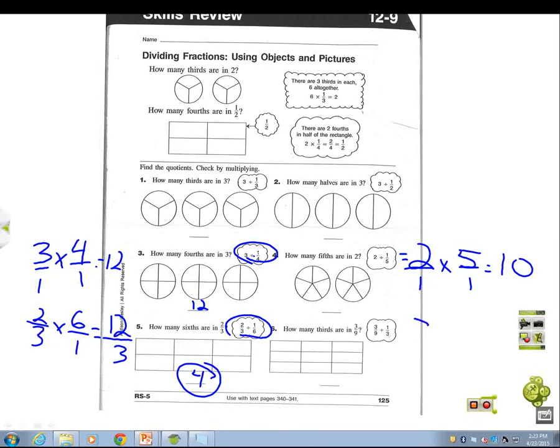Okay, so we do 3/9. This is the same as 3/9 times what? 3 over 1. And then that's 9, and that's 9. So then you do that, it equals a whole. So that's 9 over 9, 1. Because it says how many thirds are in 3/9? So 1, 2, 3. That's 3 9s, right? 1/9, 1/9, 1/9. But it's also 1/3.